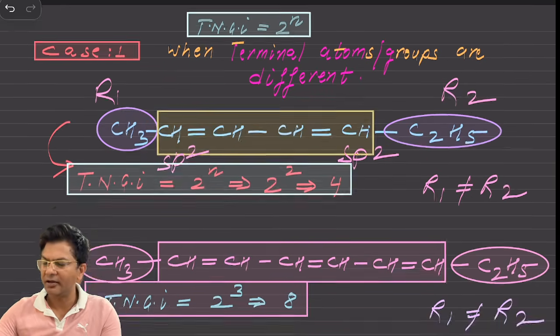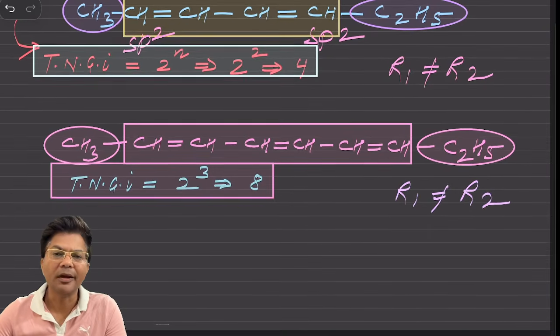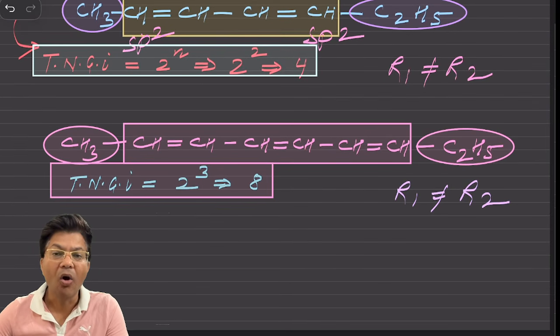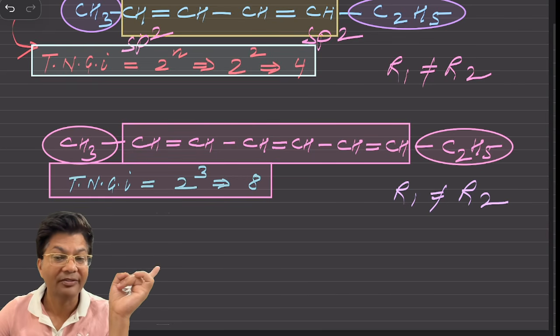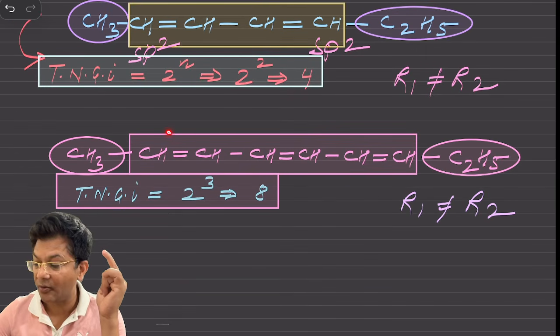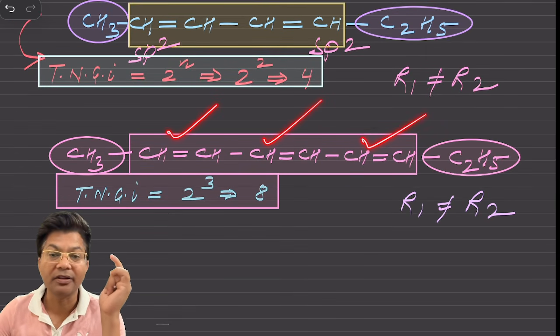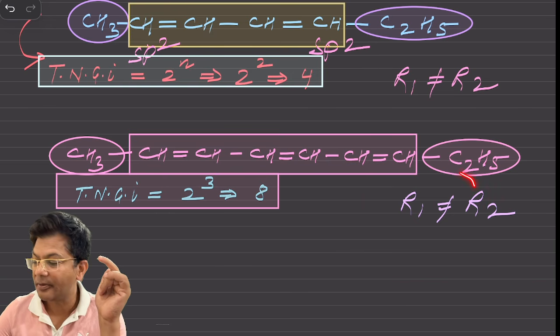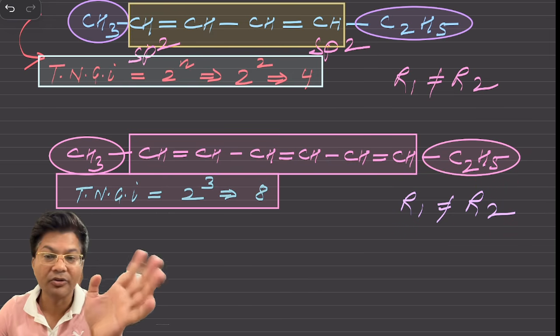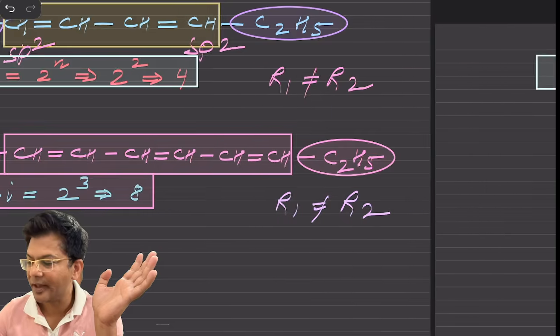And in the second case, if you see, the number of double bonds is odd, but this is not allene. Remember that I have told you allene was a separate system, and that was counted as just one stereocenter, but here 3 stereocenters are there, 1, 2 and 3. So 2 raised to power 3, that is 8. And remember that here also R1 is not equal to R2. Now next slide.